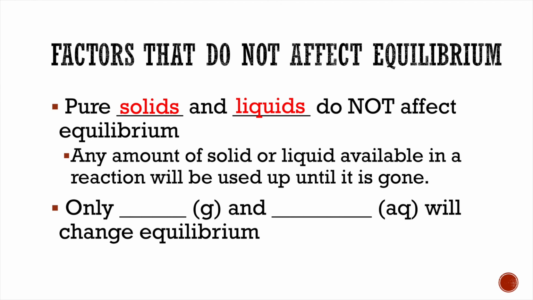So any amount of solid or liquid available to a reaction will be used up until it is gone. Right? There's no balancing with our strobe light here. So if you dump water into your reaction, it's not actually going to change your equilibrium at all. Right? It's used up until it's gone if that's part of the reaction. Now, only gases and solutions will change equilibrium because only gases and solutions have a concentration.